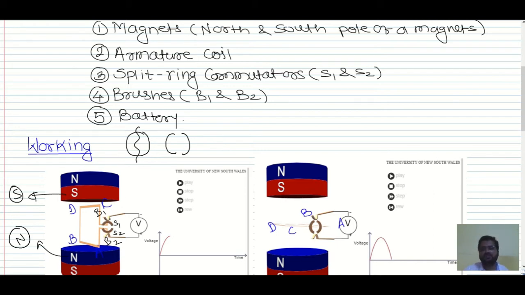Then brushes, we have brushes which are connected with the battery. One end of the brush is connected to the battery. And last one, we have the fifth one, the battery as a part. Okay. Now what is the working?